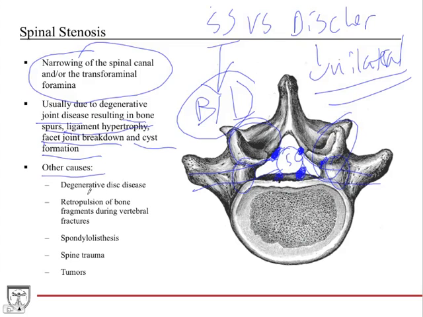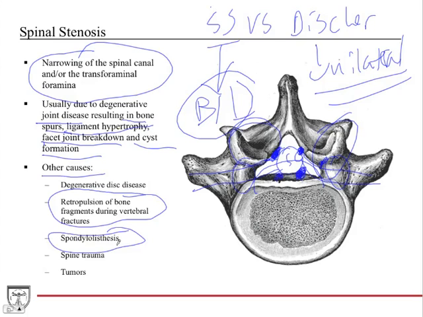Other causes: degenerative disc disease, so you could have a major disc. This would be a very significant disc bulge, like the whole back of the disc blowing out. This would be really, really bad. This is not your run-of-the-mill disc herniation. This would be a huge, massive disc bulge coming out like this on the cord. Retropulsion of bone fragments during vertebral fractures is what eventually could lead to a spinal cord injury. If someone has a vertebral body fracture, part of the body projects posteriorly and affects the spinal cord and spinal nerves.